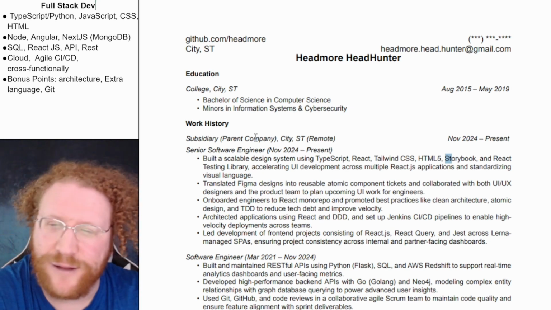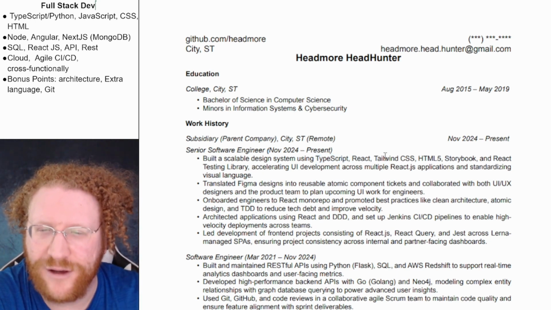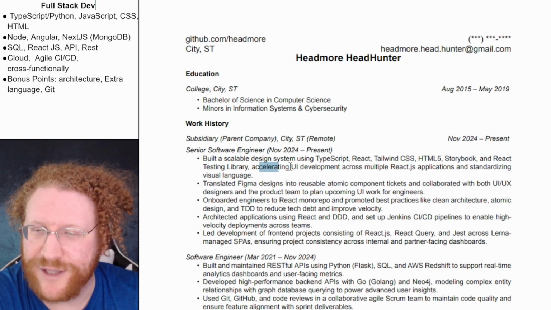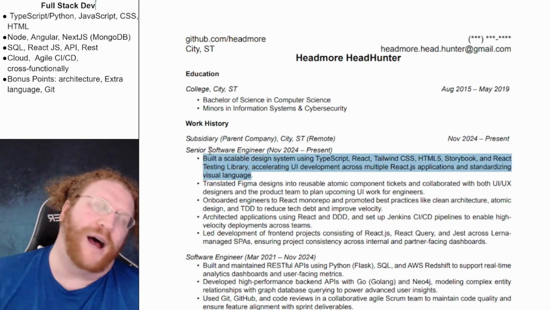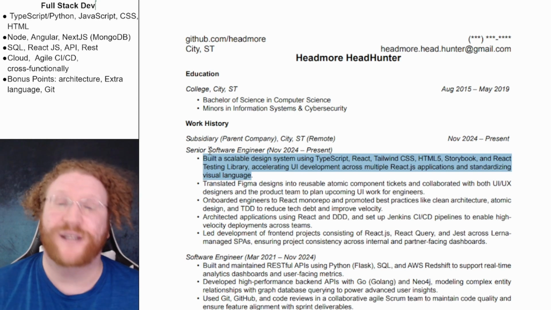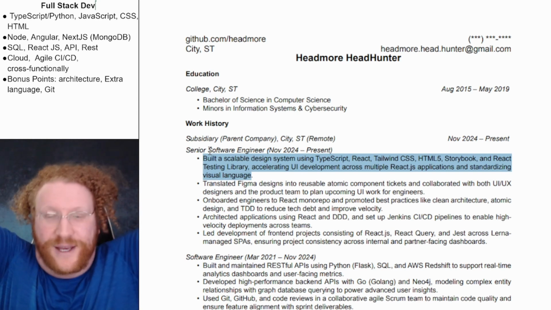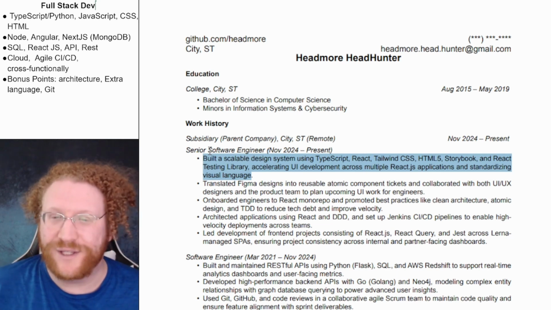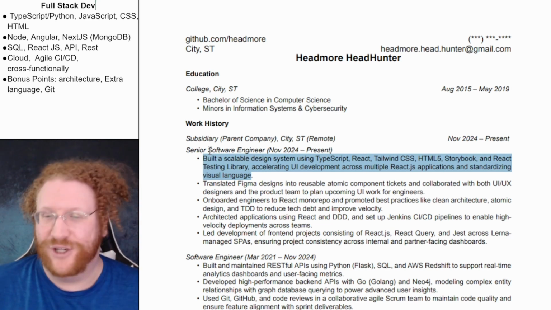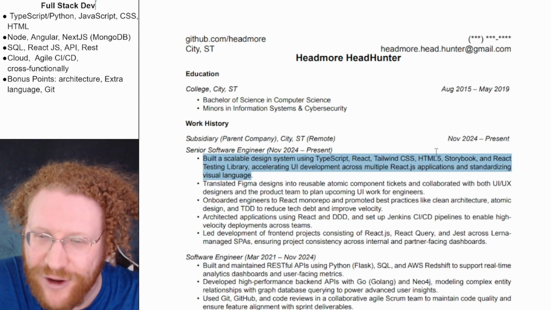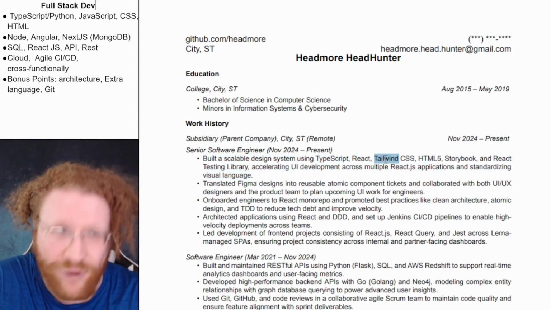So, built a scalable design system using TypeScript, React, good, Tailwind CSS, HTML, Storybook, and React testing library, accelerating UI across multiple React. Okay, so here's a little bit of a weird thing. Obviously, I can't code worth anything, all right? But in the job descriptions, they don't say Tailwind CSS. They say CSS. They don't say Storybook, and they do say React, but they don't say React testing library. They just say React. So you want to kind of just shrink this down a little bit, so you don't necessarily need the word Tailwind.